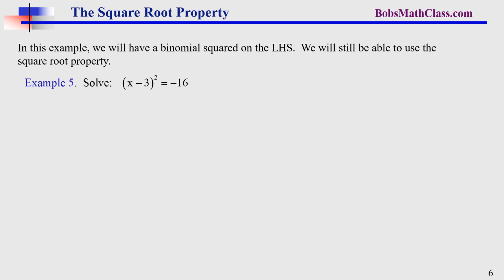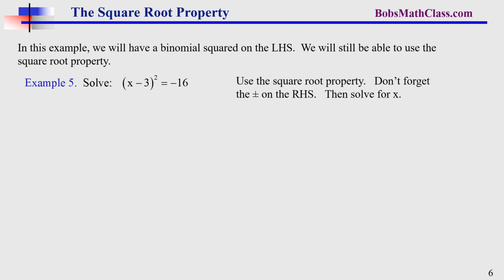Okay, so we have a binomial square. That means we could use the square root property. Get rid of the square on the left-hand side. Put a square root on the right-hand side. Don't forget the plus and minus.